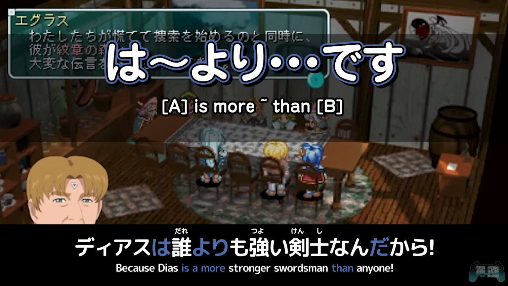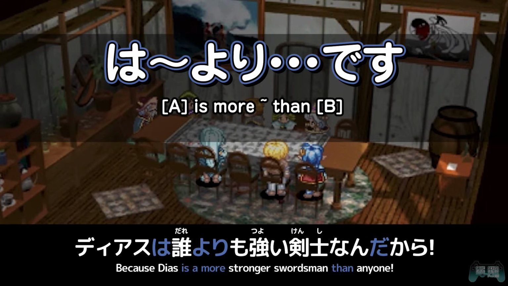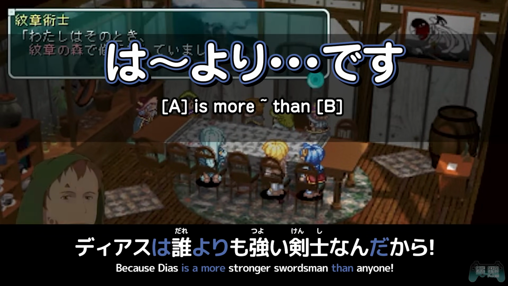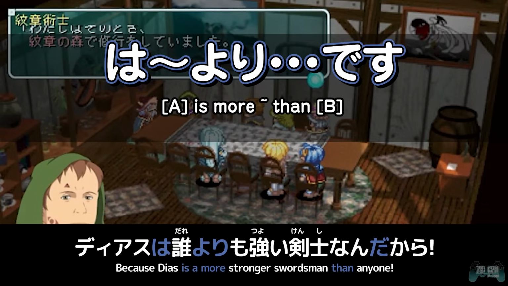Or like here in this example from Star Ocean 2, we have this character saying that Diaz is stronger than anyone else. And so they say, Diaz wa dare yori mo, more than anyone, tsuyoi, strong.